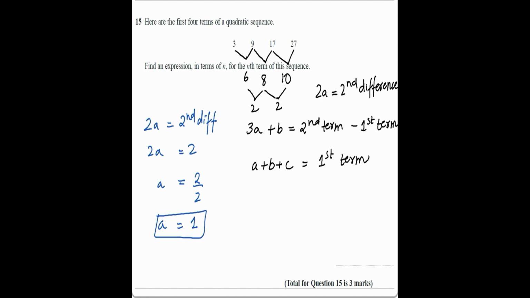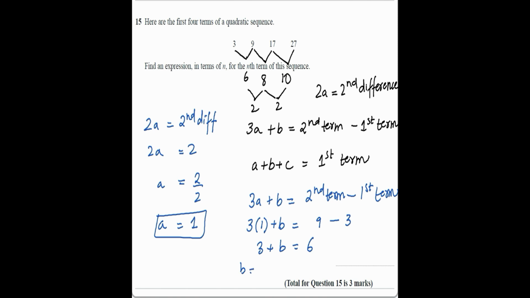After this step, we can do the second equation, 3a plus b equals second term minus first term. So we will write 3a plus b equals second term minus first term, and then the value of a is 1, so 3 plus b. The second term is given as 9. The first term is given as 3. 3 times 1 is 3. So 3 plus b equals 9 minus 3, which is 6. And then we can find the value of b also. b equals 6 minus 3, and therefore b equals 3.